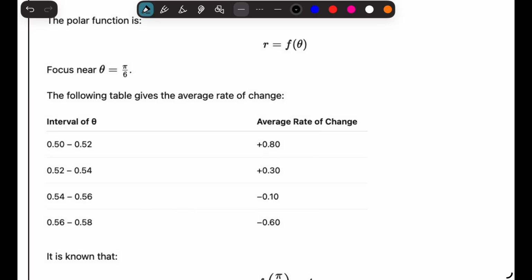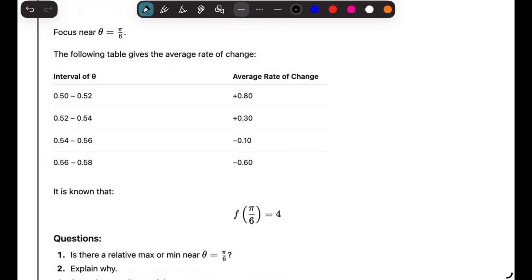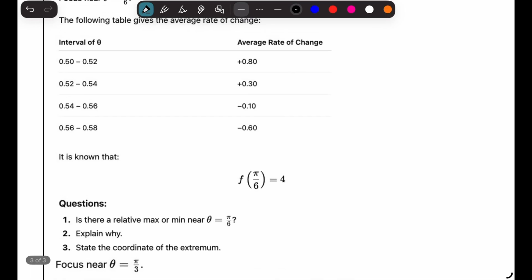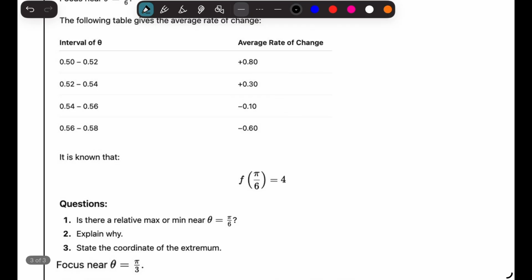The polar function is r is equal to f of theta. Focus is near theta is equal to pi over 6. The following table gives the average rate of change. It is known that f of pi over 6 is equal to 4. Is there a relative max or min near theta is equal to pi over 6? Explain why, and state the coordinate of the extremum. So first we have to identify the sign change.